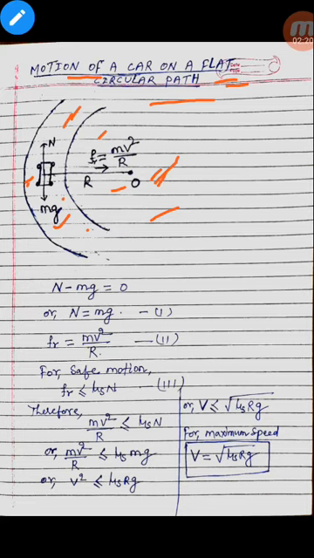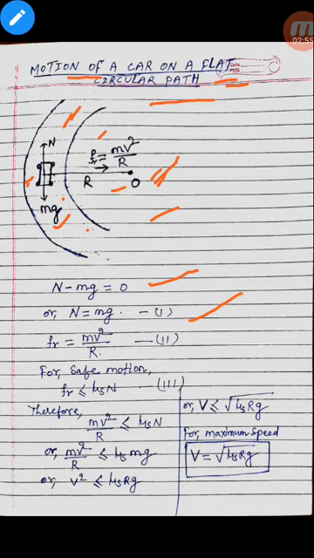So here, mg, the weight acting in downward direction, is balanced by the normal reaction, so we can write N minus mg equal to 0. In other words, there is no acceleration in vertical direction, therefore N minus mg equals 0, or N equals mg.